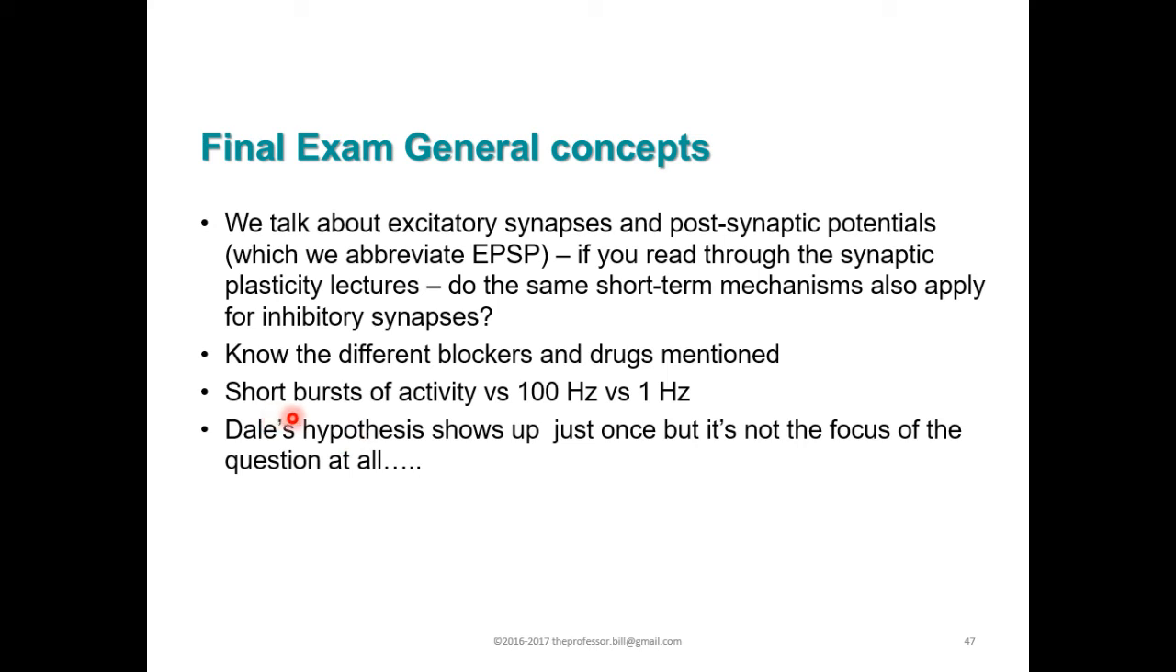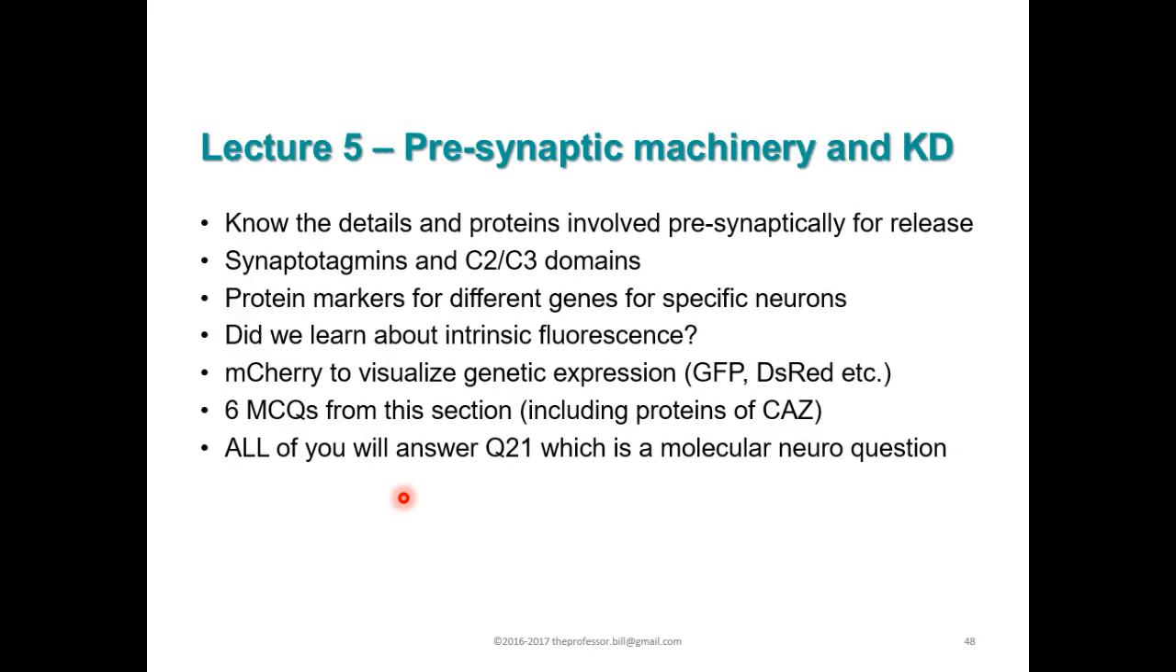I also want you to be aware that short bursts of activity or stimulating presynaptic neurons, versus like 100 hertz or 100 action potentials or 1 action potential per second, are things that you can use abbreviations for, but I'm also just reminding you of what these different things are. I'm going to mention also that Dale's hypothesis shows up just once on your final exam. It's not the focus of the question, so you might be thinking, what does he mean by that? But you'll understand that when that time comes around. So Dale's hypothesis, know what it means, but it's actually not the focus of the question at all.